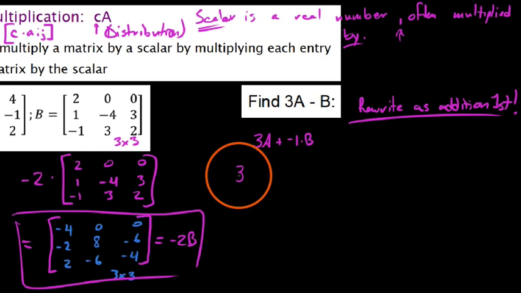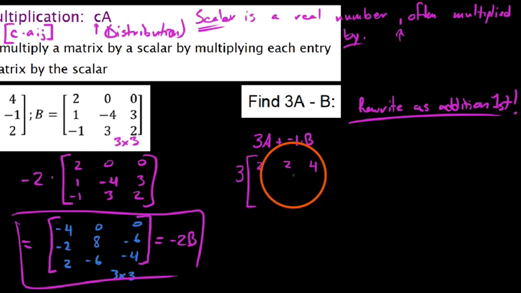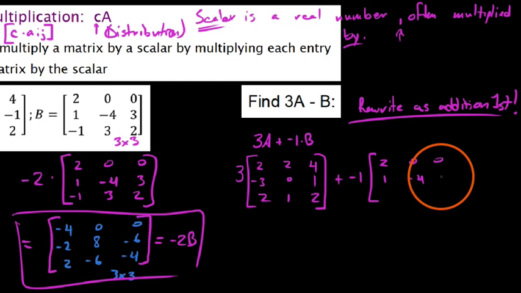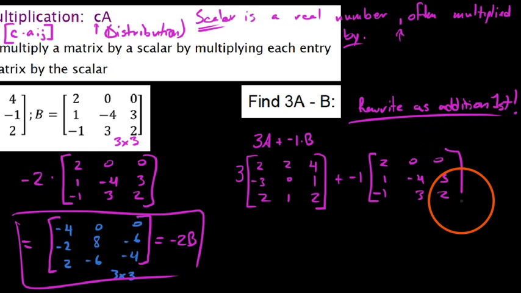So when I rewrite this, let's take a look at 3A here. That'd be 3 times 2, 2, 4 in my first row, negative 3, 0, 1 in my second, and 2, 1, 2 in my last. Positive 3 times A plus negative 1 times B. So our B matrix here is this. In other words, we're adding the opposite of matrix B, which would be the same thing as what we think about as subtraction with real numbers.